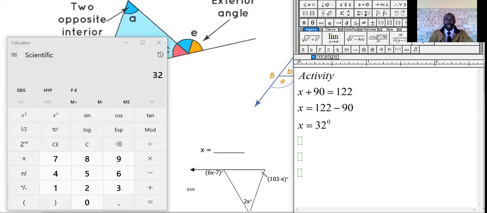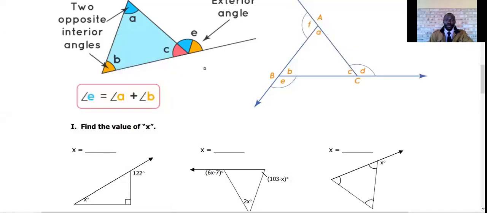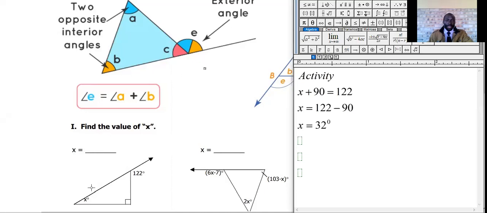This value of X then means that this 32 degree plus 90 degree must give us 122. So that is how we find this first value of X. Now, in finding the second value of X, we notice that 2X here and this other angle, 103 minus X, must add to give us that other value. You see?